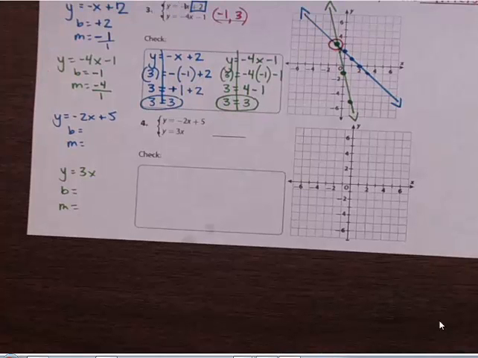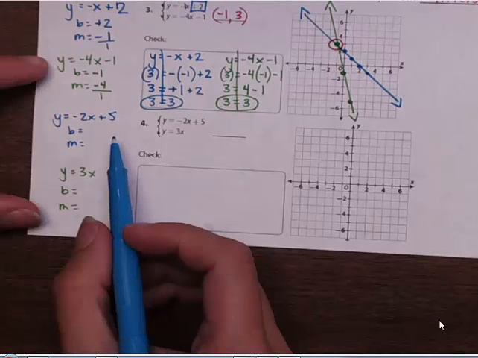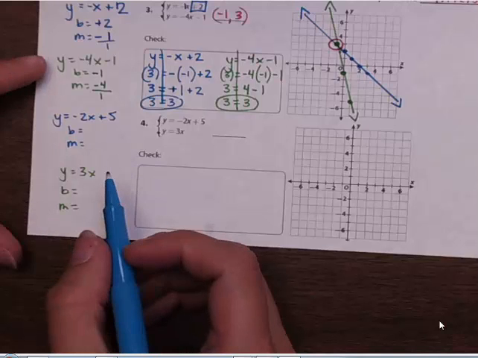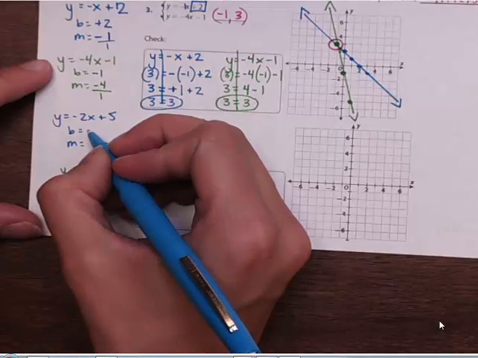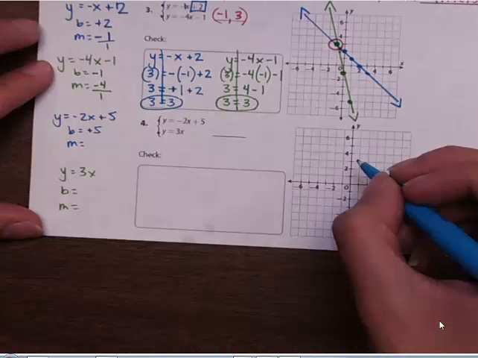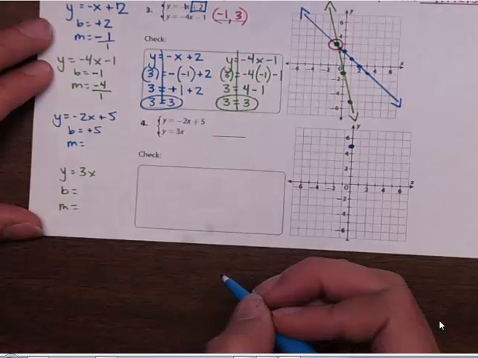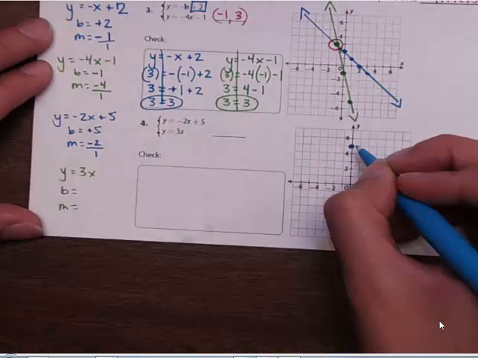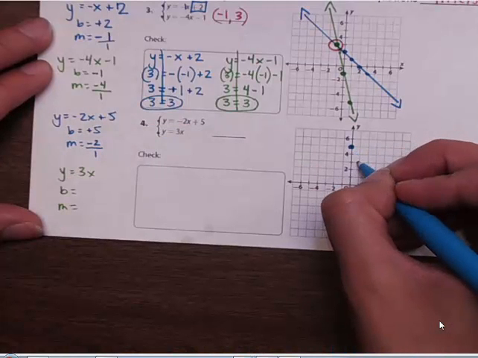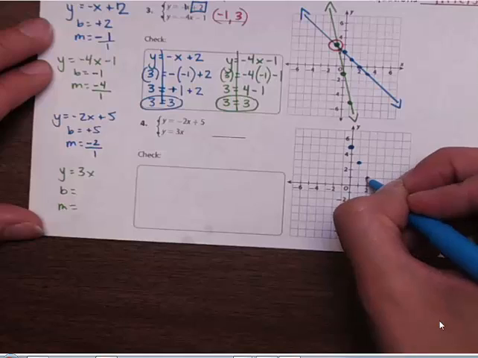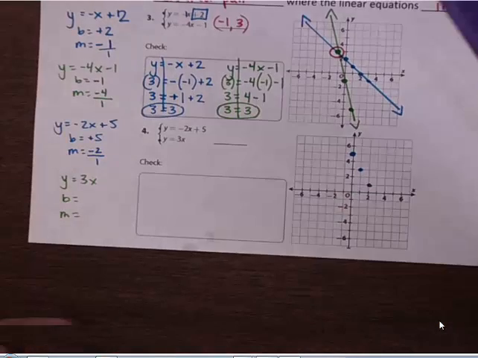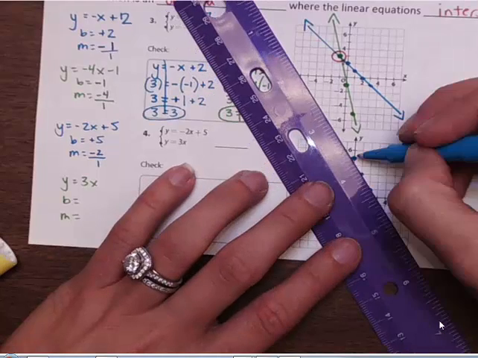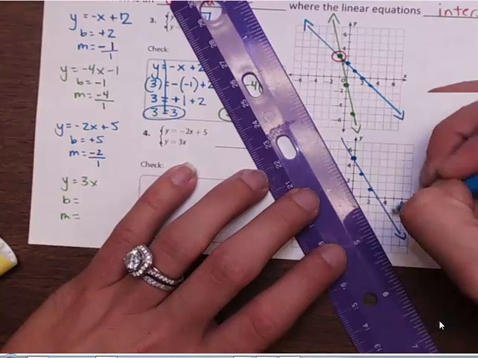Okay, looking at these equations, my first one is negative 2x plus 5. So my b, or my y-intercept, is plus 5. I'm going to plot that on my graph. And my m is my slope, so that's negative 2 over 1. So from my y-intercept, I'm going to go down 2, to the right 1. Down 2, to the right 1. And I'm going to draw my line to show that it's continuous. Okay, that's my first one.